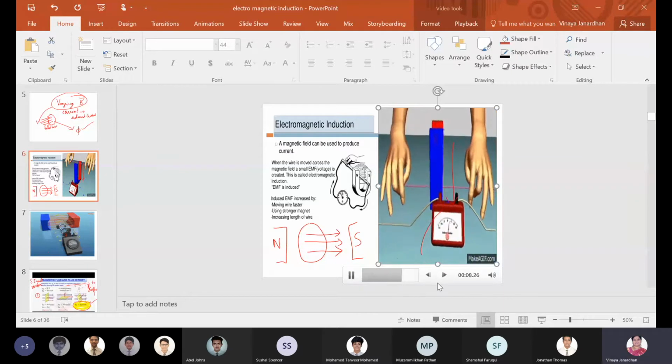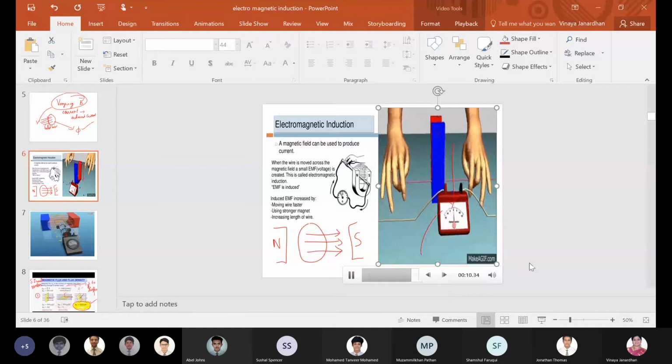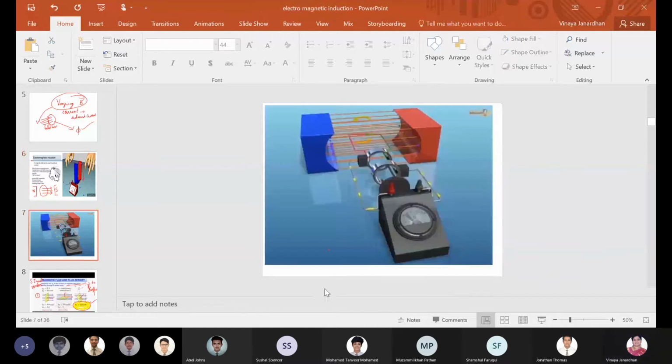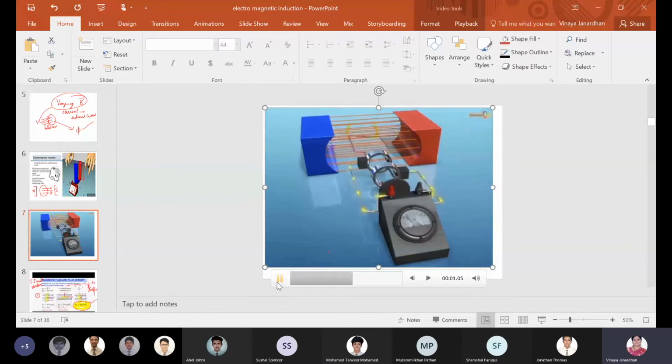The same thing can happen the other way also. You can rotate a coil in a magnetic field. When you rotate a coil in the magnetic field, then your coil is cutting the magnetic field lines. Whenever the coil cuts the magnetic field lines, an EMF is induced, and hence the current starts flowing. And here the current is flowing in both directions.